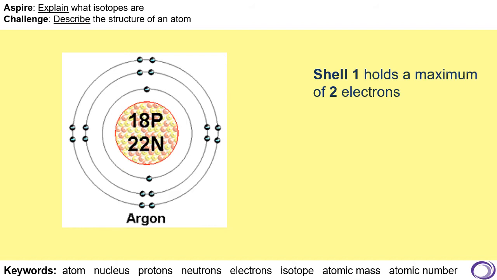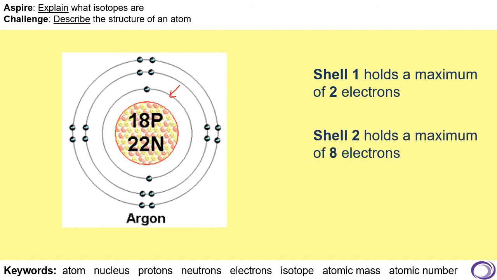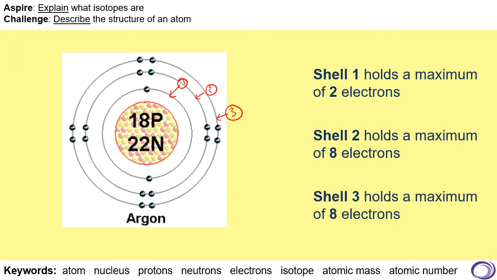So the first shell is this one here. Okay, so it's the inside shell. So that's your first shell. Then the second shell can hold a maximum of 8 electrons. So your second shell is this one here, and that can hold a maximum of 8 electrons. And then your third shell here can also hold a maximum of 8 electrons.